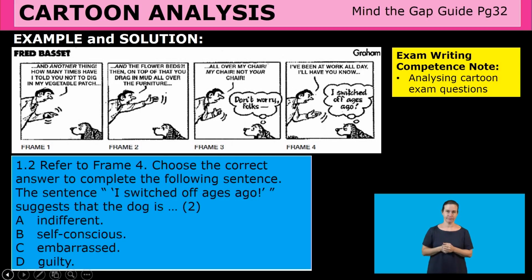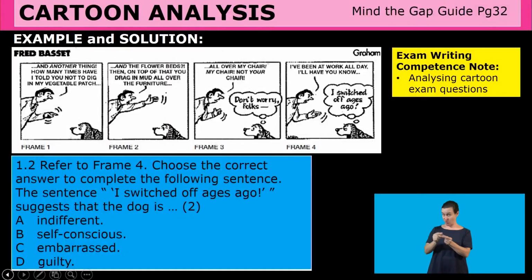Now, you might not know what all of these mean, all right? So locate yourself in the cartoon. It says refer to frame 4. So you go to frame 4 and you have to zoom in on that area. So it says you have to choose the correct word to complete the sentence. So you might not know what all of those words mean, but look at how Fred is communicating, all right?